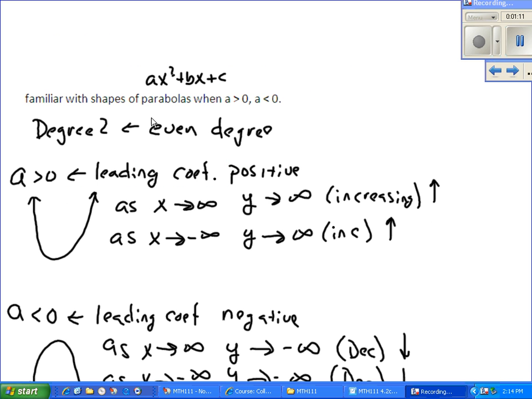We're really familiar with parabolas, ax squared plus bx plus c, which are what we call second degree polynomial functions because of the largest exponent being the 2. This is what we call an even degree since 2 is an even number. And remember what the graphs of parabolas look like. If the leading coefficient a is positive, we get a graph that goes up to the right and up as you go off to the left. And if the leading coefficient is negative, it goes down to the right and down to the left.